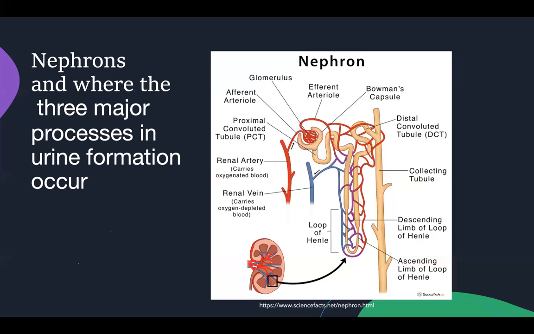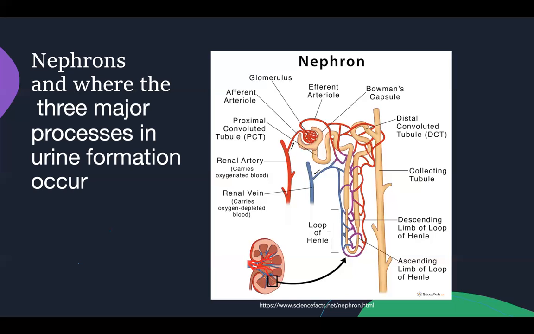colloid osmotic pressure of the capillaries, and hydrostatic pressure of the interstitial fluid in the Bowman's capsule. Hydrostatic pressure is what pushes the fluid against the surface. It also favors filtration of substances through filtration membranes into the capsular space, while the colloid osmotic pressure opposes filtration by pulling water back into the glomerular capillaries.